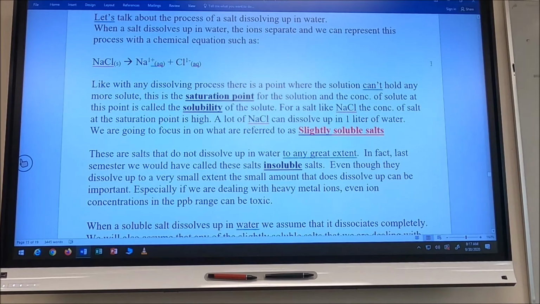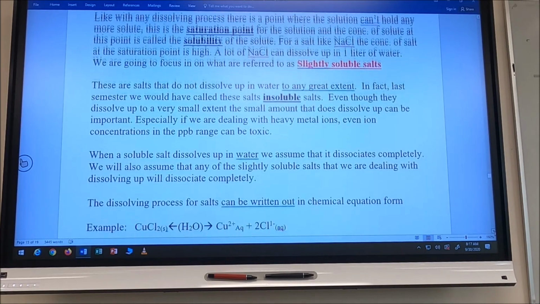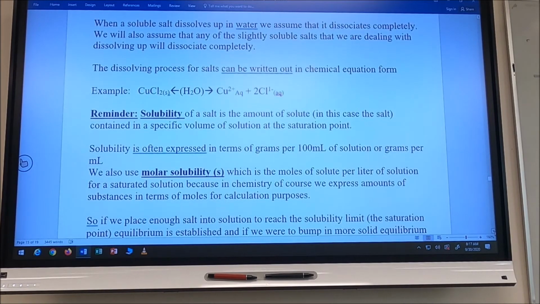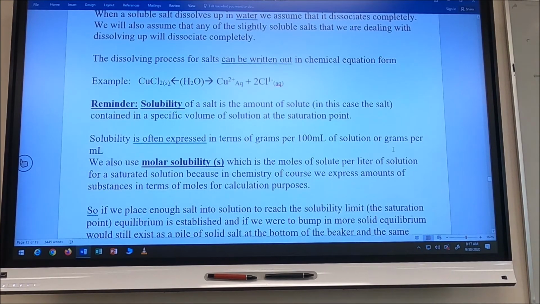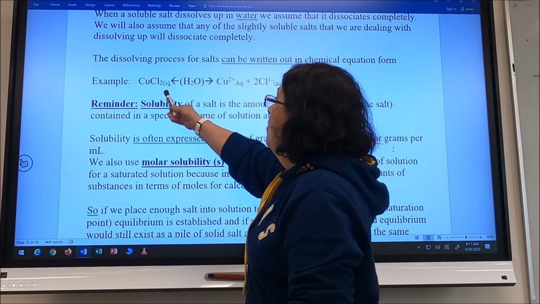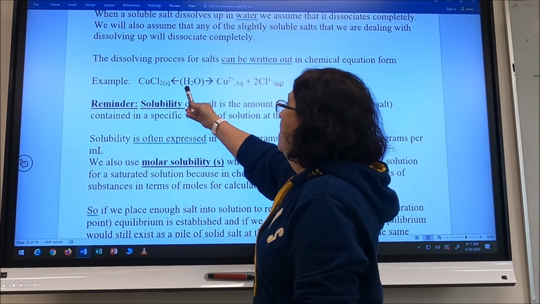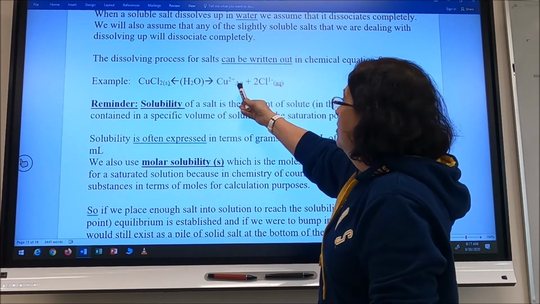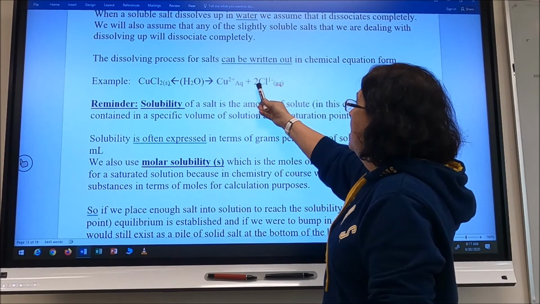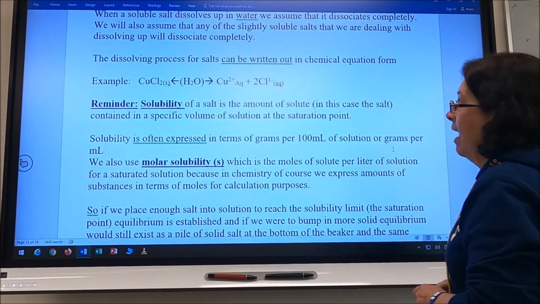When a soluble salt dissolves in water, it completely dissociates, which means the ions completely separate. We're going to assume that slightly soluble salts do the same thing. When the slightly soluble salt dissolves, the portion of it that does dissolve completely separates. So copper(II) chloride solid in the presence of water gives us copper(II) ions aqueous and 2 chloride ions aqueous.